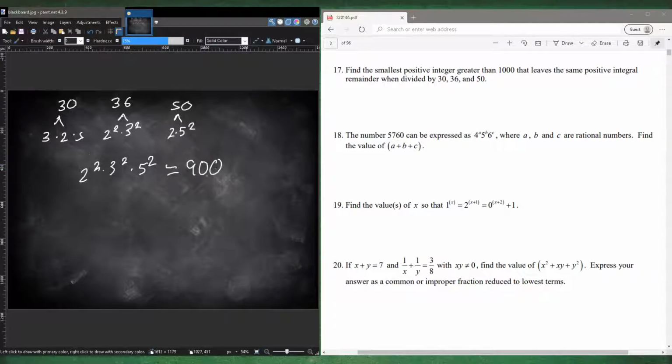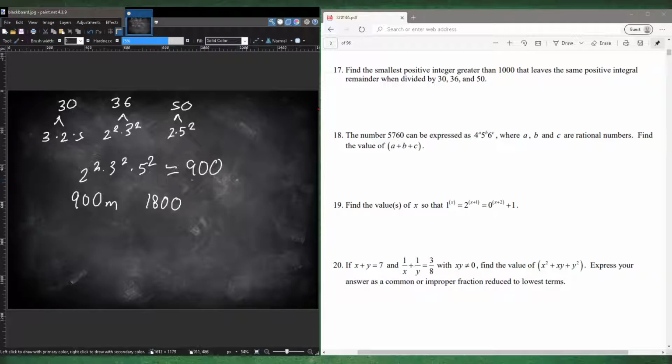So any single multiple of 900 divided by these numbers is going to have an integer solution, right? So if it leaves the same integer remainder, you could just have a multiple plus a remainder, and anything divided by 30, 36, 50, it's always just going to be that remainder plus some kind of integer. So it will be every single 900 multiple. So it has to be greater than 1,000, right? So 900 is obviously less than it. So the next multiple is 1,800.